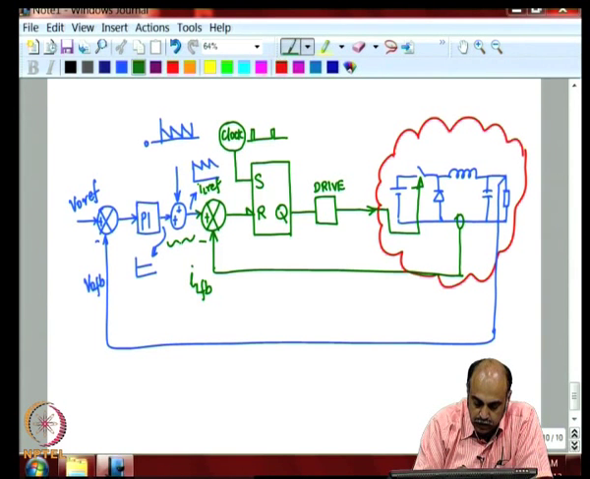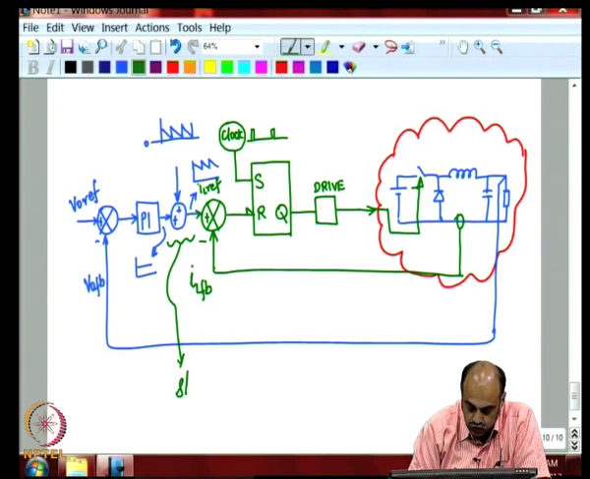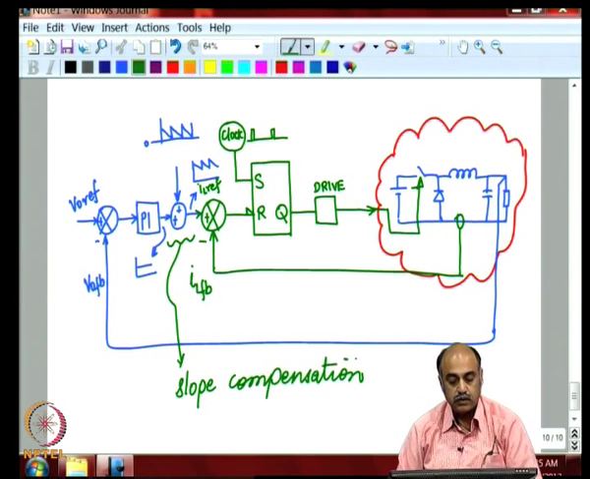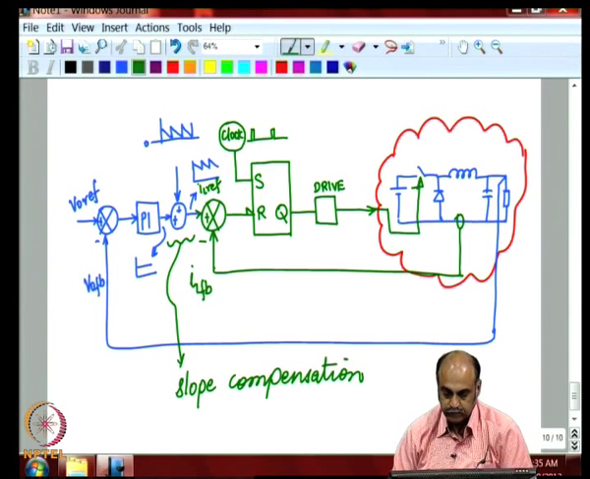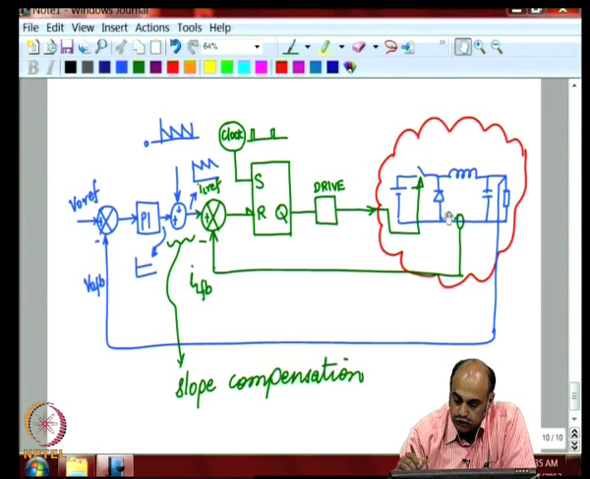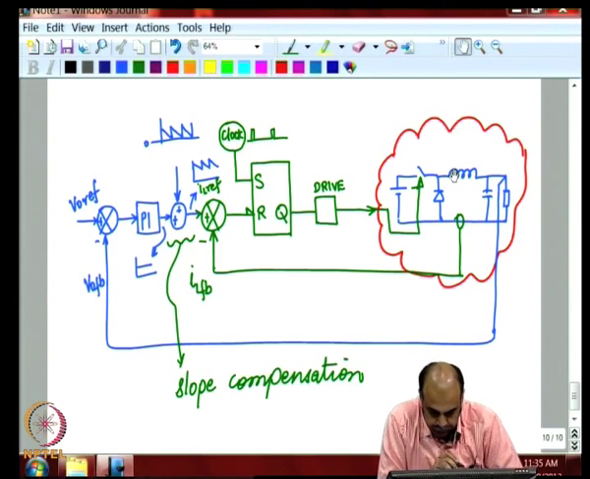So, this portion what we are doing is slope compensation, and this is the slope compensated current controlled DC-DC converter, which has an inner fast acting current control loop and outer slow acting voltage control loop, and there is slope compensation here, and this can be applied for any DC-DC converter without loss of generality.